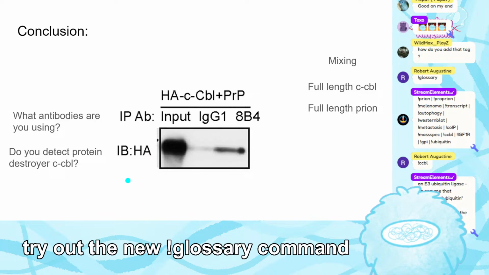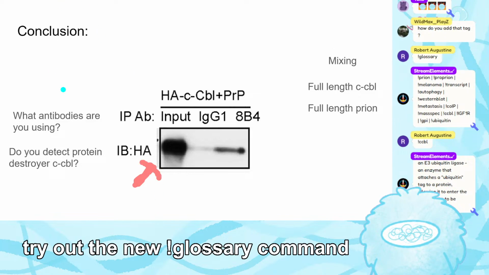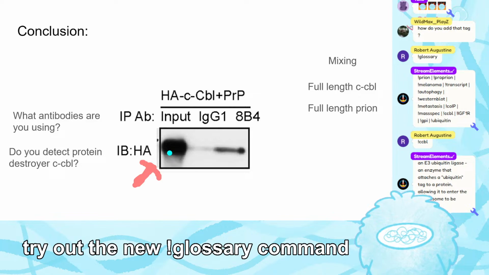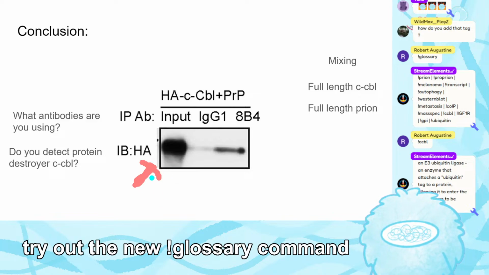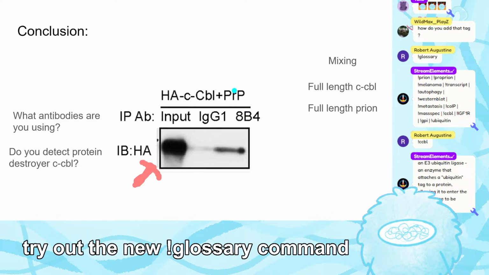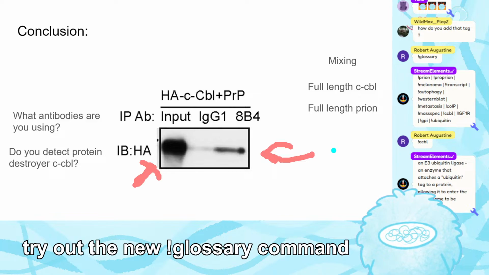So this HA is a tag that they put on to the CBL region. So that's why this is called input. I'm guessing that's probably why they called it input instead of CBL. But yeah, so fishing rod and then all of these bands are referring to the protein destroyer CBL.